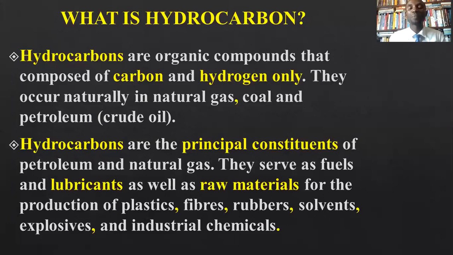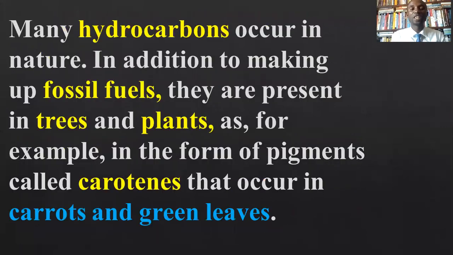Hydrocarbons are the principal constituent of petroleum and natural gas. They serve as fuel and lubricants, as well as raw materials for the production of plastics, fibers, rubbers, solvents, explosives, and industrial chemicals. These hydrocarbons occur, as I said before, in nature. In addition to making up fossil fuels, they are present in trees and plants. I said it before when we began.